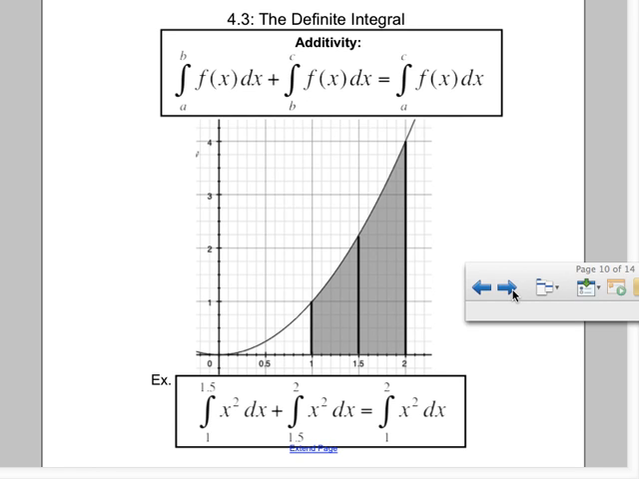And I've got a little example down here. The integral from 1 to 1.5 of x squared dx plus the integral from 1.5 to 2 of x squared dx is just the integral from 1 to 2 of x squared dx. You guys okay with this? Does this make sense? Yeah. A lot of these should be, like I'm trying to say, fairly common knowledge.